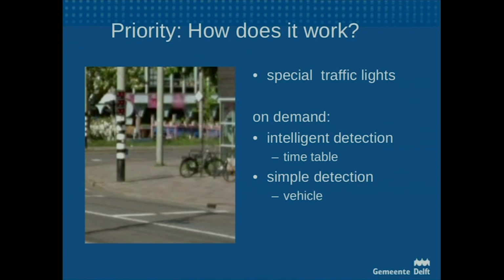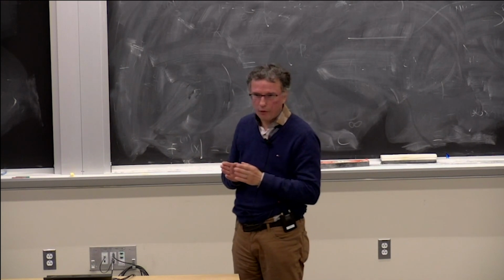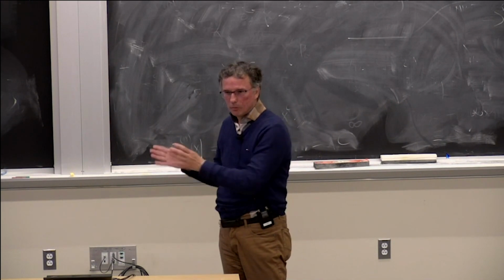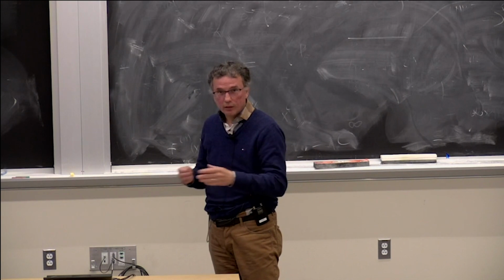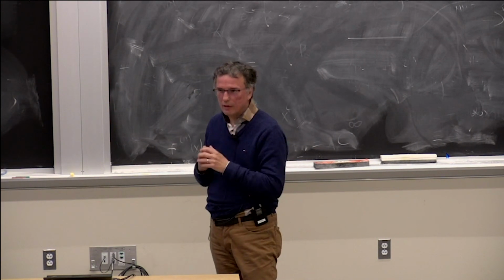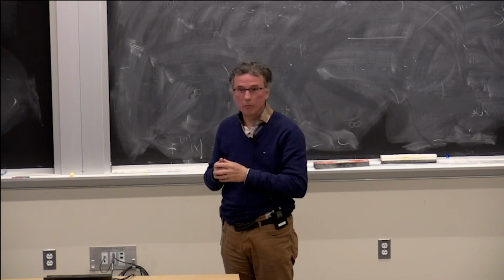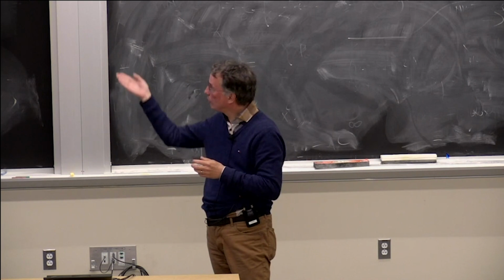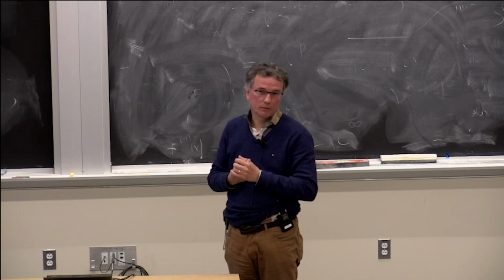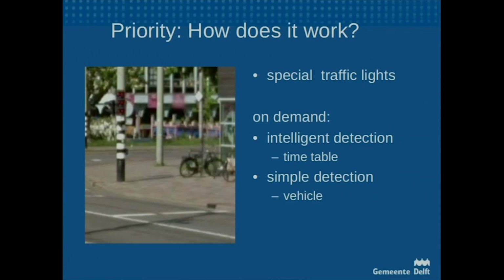And we have 2 kinds of detection. The first one is the intelligent one. So every vehicle says, I'm bus 24, vehicle number so-and-so, I should be here 20 minutes past 5. So he's also telling his time per table. And then we know, okay, you're 1 minute early, we will not give you priority. That's the expensive one.